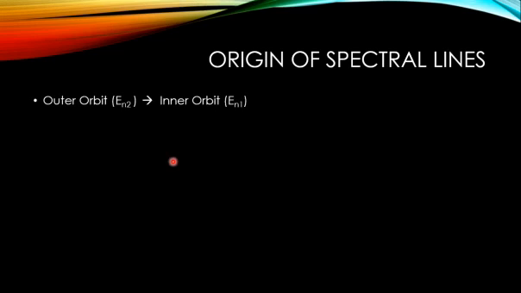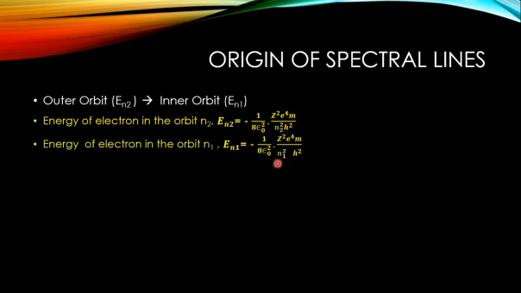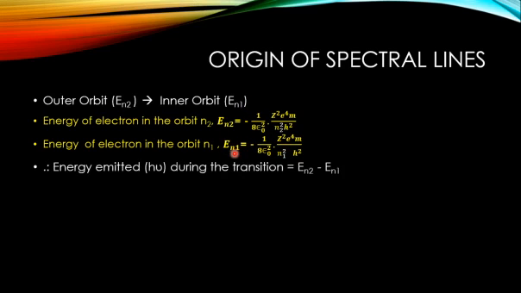So Bohr has already proposed the energy associated with an electron in an orbit n. Let us consider En2 to be the energy of the electron in the outer orbit and En1 to be the energy of the electron in the inner orbit n1. The expression for energy is given by Bohr as En2 equals minus 1 by 8 epsilon 0 square, Z square e raised to 4 m, divided by n2 square h square. Similarly, associated with n1 is the same thing, only with n1 square instead of n2 square. The difference between these two energies will be emitted out as h times frequency.